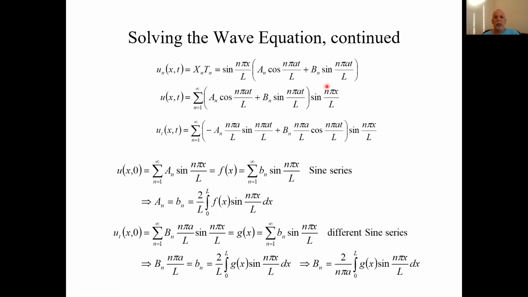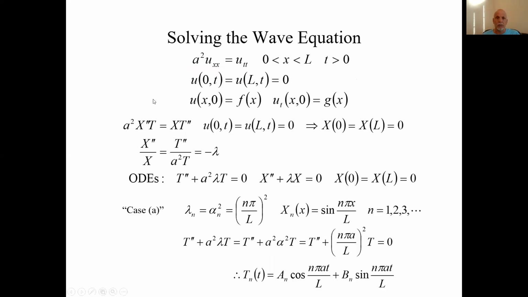Infinite number of solutions that look like this. So the general solution is a linear combination, an infinite sum of these infinite solutions. So here is the general solution before we apply the initial conditions. This satisfies the partial differential equation, and it also satisfies these boundary conditions. We're still left with these initial conditions.